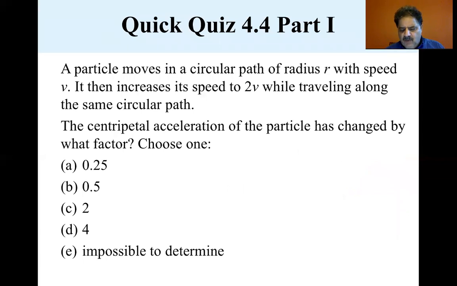Okay, let's do a quick quiz. A particle moves in a circular path of radius r with speed v. It then increases its speed to 2v while traveling along the same circular path. The centripetal acceleration of the particle has changed by what factor? 0.25, 0.5, 2, 4, or it's impossible to determine.